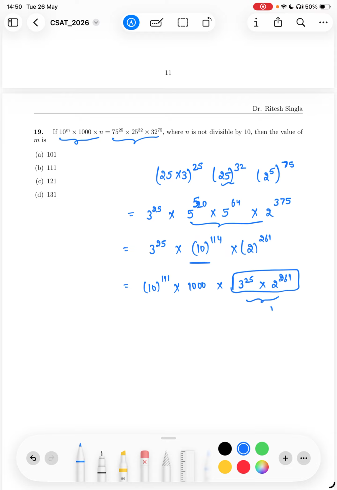So it is our n, it is our 1000, it is our 10 to the power 111. This implies m is equal to 111. Option B is correct, right?